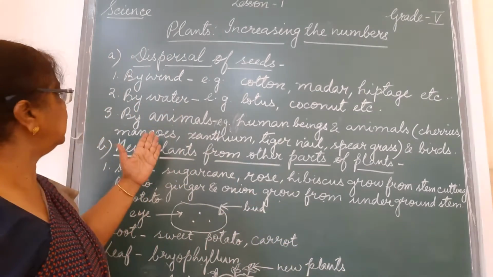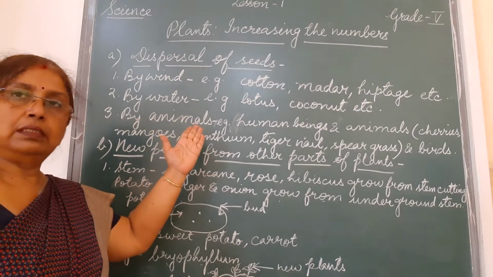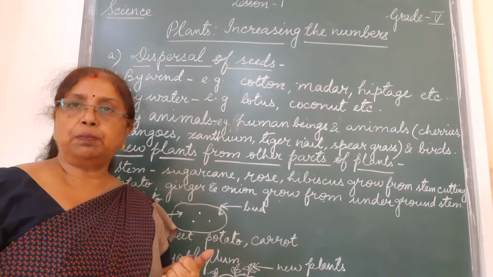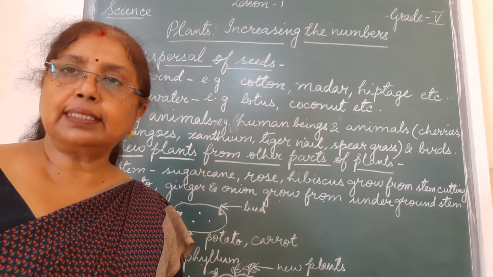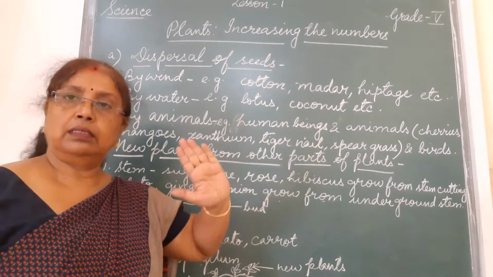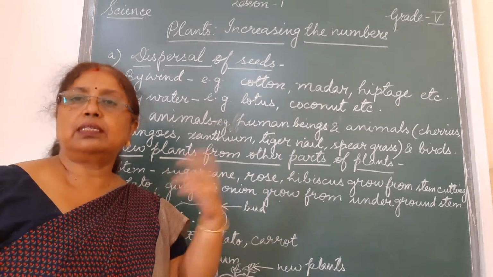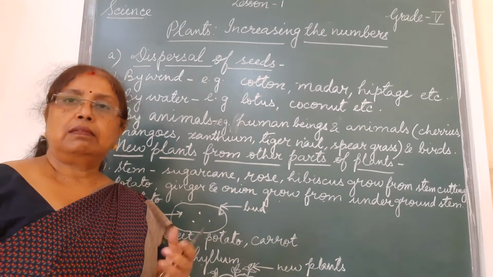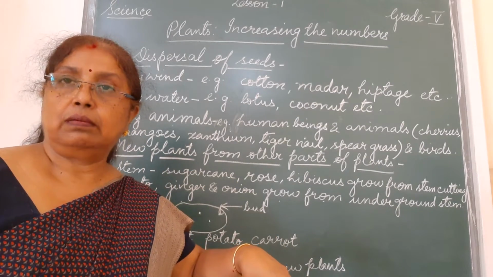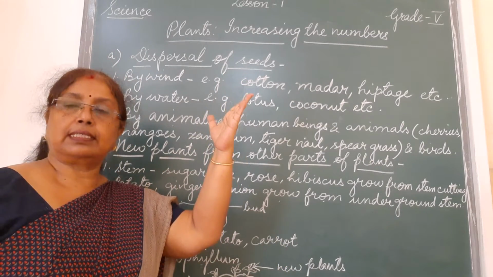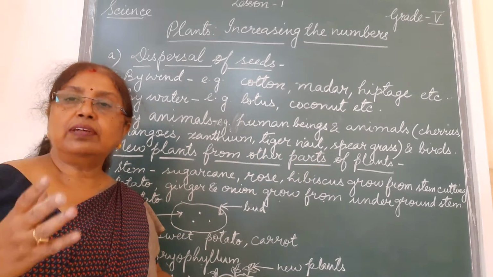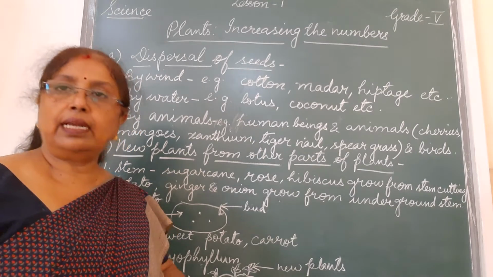Now the third one we will see by animals. Now in animals we will see that the seeds are dispersed by the birds, human beings and animals. Okay, so the human beings and animals, they eat some fruits like cherries and mango, and after eating the food they throw away, but they don't eat always near to the parent plant. They eat it somewhere else. So when they eat and throw the seed, if the seed gets favorable condition, it grows into a new plant.